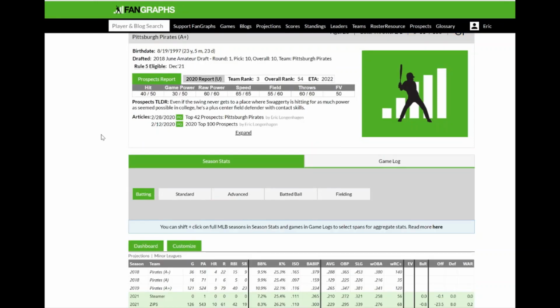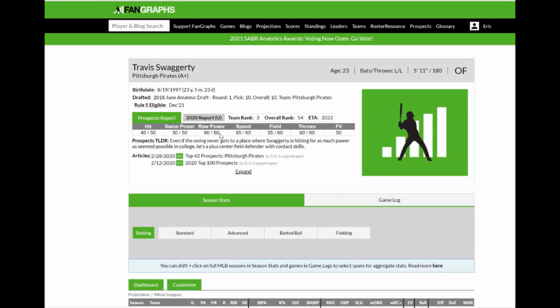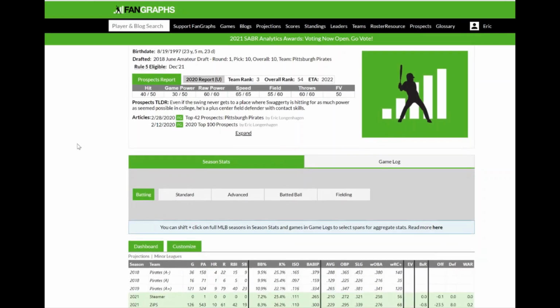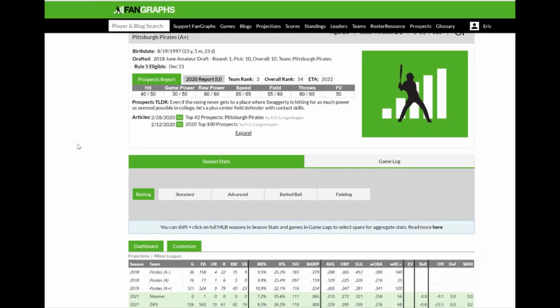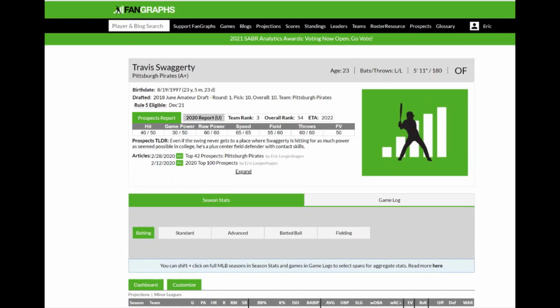So Swaggerty is similar. Big raw power. His swing has never been really truly dialed in. He just does not hit the ball in the air enough to take advantage of all this raw power. So I have his game power projected below it. Right? Feel to hit is okay. It has to do with his swing path. And like Margot, this guy can really play center field. Swaggerty's so good in center field. Instincts are fantastic, and he can really run.